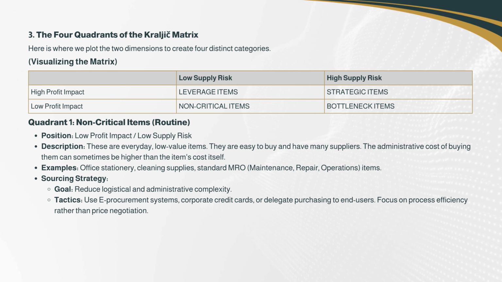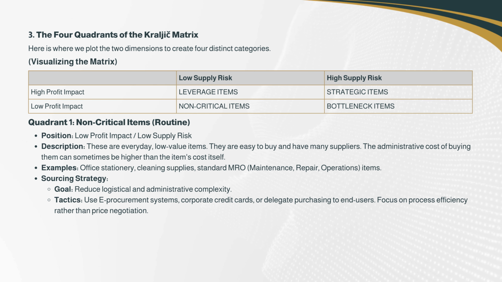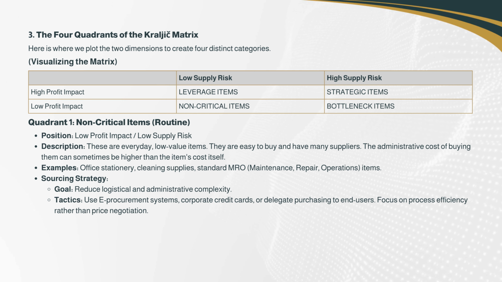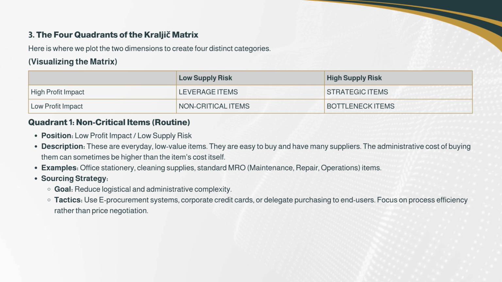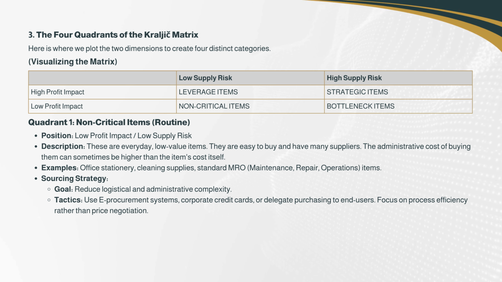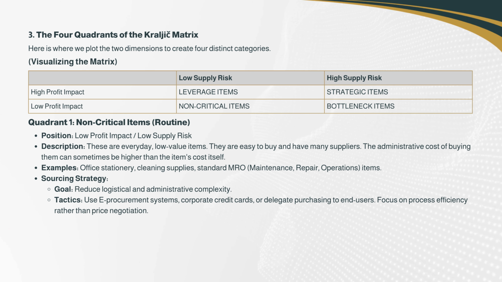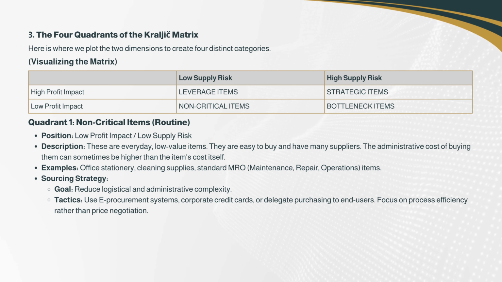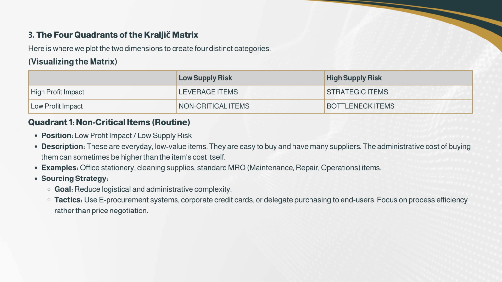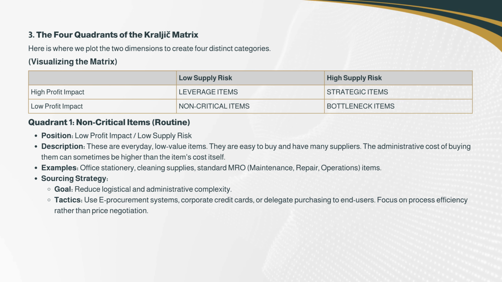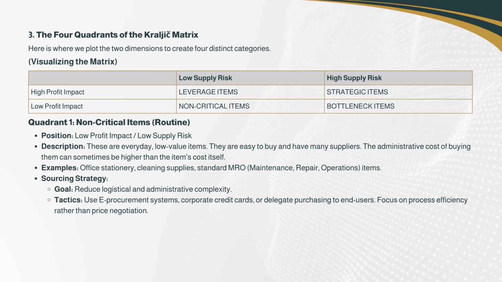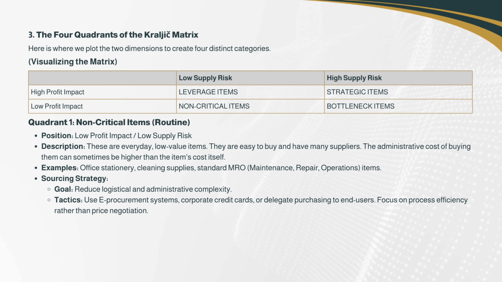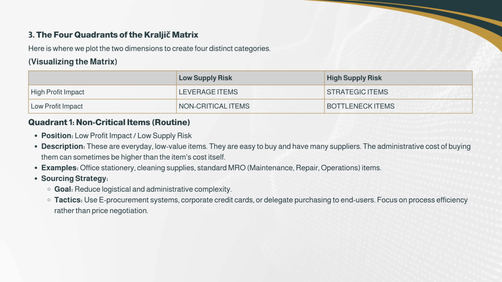Quadrant 2. Leverage items. Position: high profit impact, low supply risk. Description: these items represent a significant chunk of the company's spending, but because there are many suppliers, the buying company has a lot of leverage to negotiate the best deal. Examples: bulk packaging, basic raw materials, like steel or plastic, commodity chemicals. Sourcing strategy. Goal: maximize short-term profit and minimize cost. Tactics: competitive bidding, tendering, short-term contracts, and aggressive negotiation. The buyer holds the power here and can easily switch suppliers to get the lowest price.